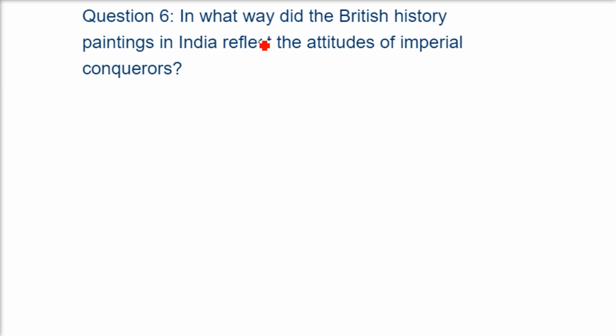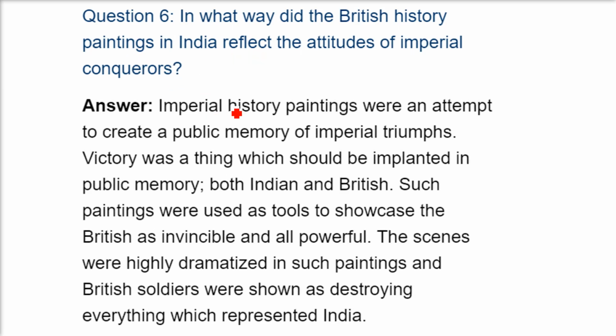In what way did the British history paintings in India reflect the attitudes of imperial conquerors? Imperial history paintings were an attempt to create a public memory of imperial triumphs. So victory was a thing which should be implanted in public memory, both Indian and British. Such paintings were used as tools to showcase the British as invincible and all-powerful. The scenes were highly dramatized in such paintings, and British soldiers were shown as destroying everything which represented India.